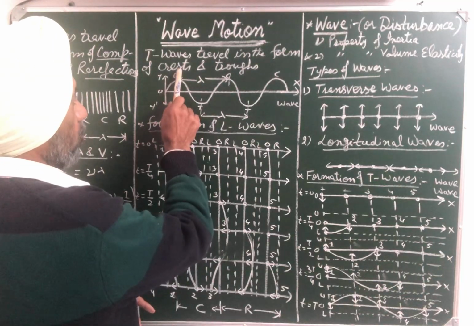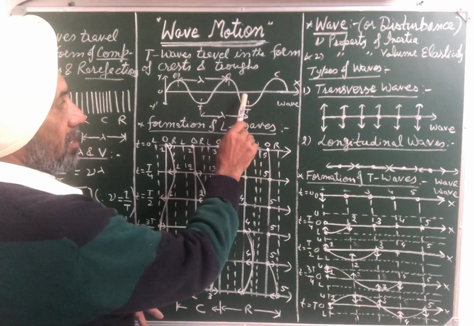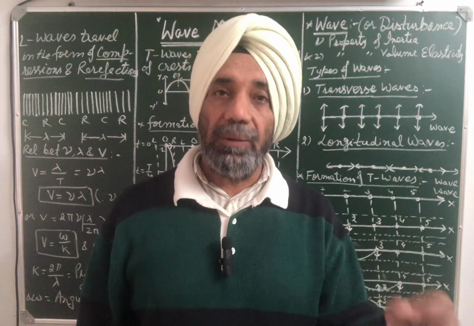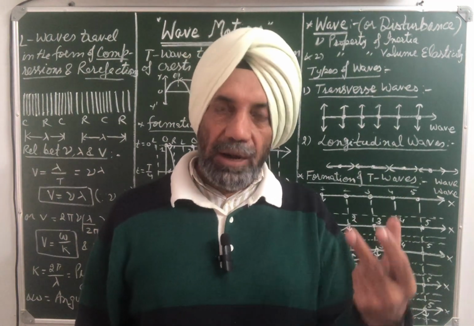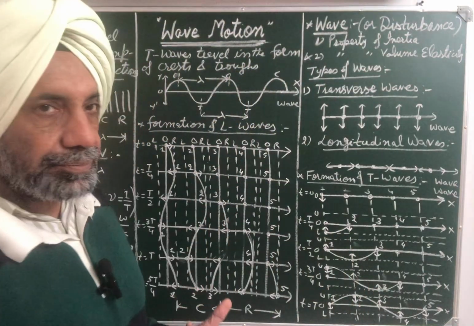And the distance between two consecutive crests or consecutive troughs, or the distance covered by one crest and one trough, is called one wavelength. So the distance covered by one wave, meaning one crest and one trough, is called one wavelength.